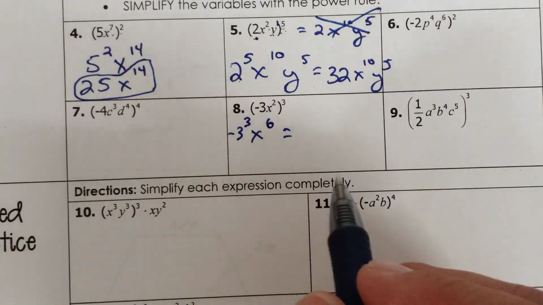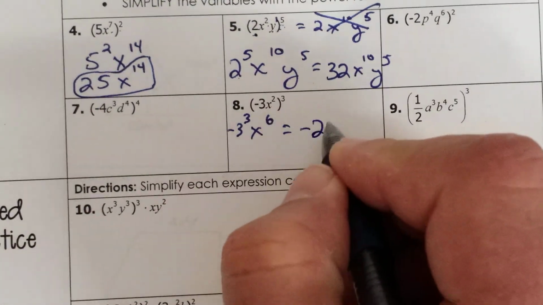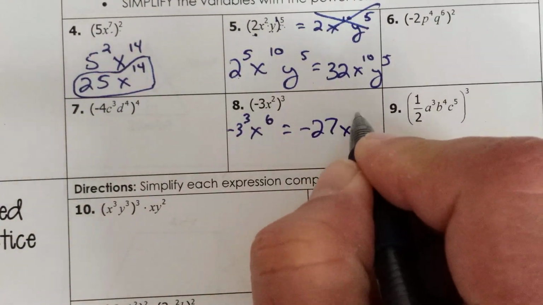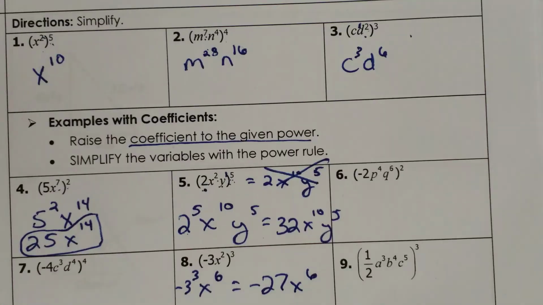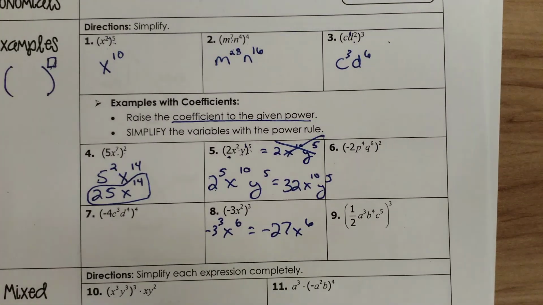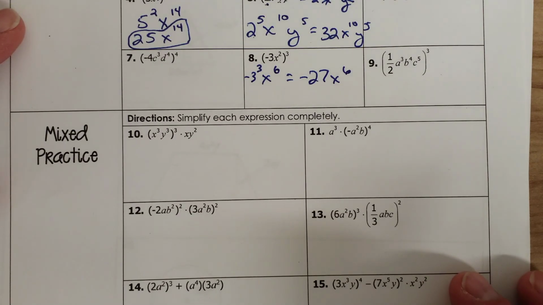Negative 3 to the third power means negative 3 times negative 3 times negative 3, which would be negative 27x to the 6th. Okay? And just when you thought that you figured out how to do this, we're going to go back and we're going to throw in some of the other rules that we've already learned.